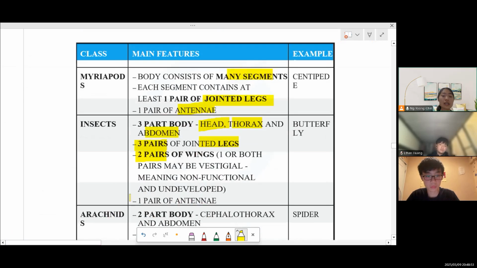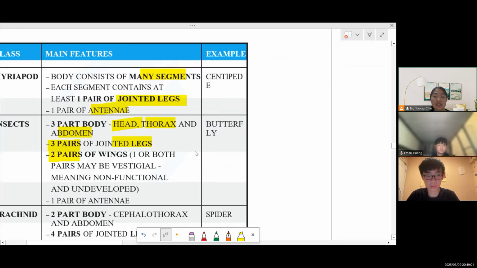You can imagine insects, for example, butterfly, grasshopper, ants. Ants are also referred to as insects. We always meet a lot of insects in our life, right? Insects and also the grasshopper.